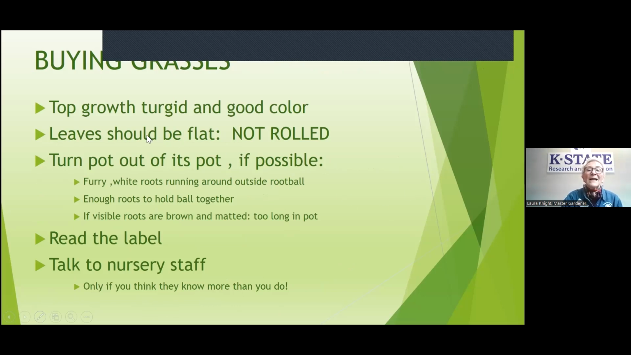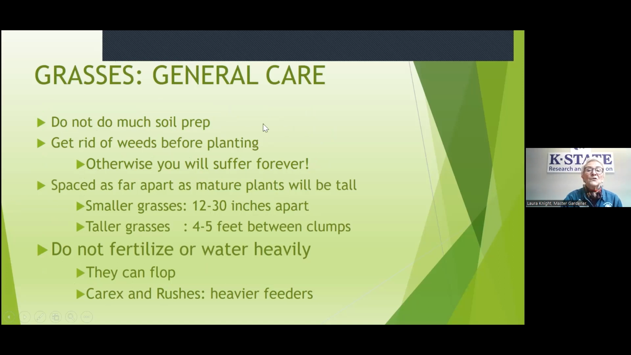When you buy a grass, be sure they're turgid, standing upright. They're not limp. Leaves should be flat and not rolled. Turn the pot out, unless it's a huge one, and see what they look like. If they have yellow and brown roots encircling them, don't buy it unless they're on sale. Read the label for all the stuff that I just told you should know about, and talk to the nursery staff if they know what they're doing.